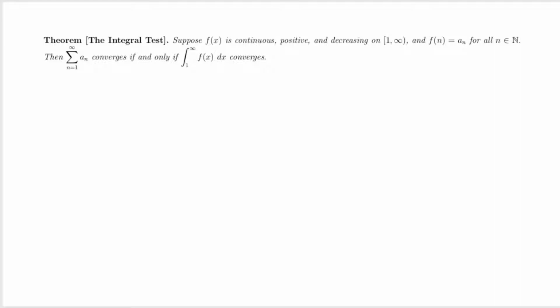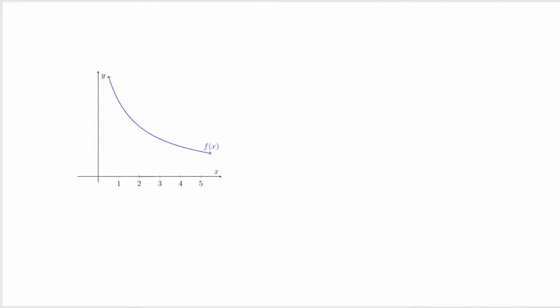Then the integral test tells us that if that function is continuous, positive, and decreasing on the interval from 1 to infinity, then the series converges if and only if the improper integral from 1 to infinity of that function converges, meaning if the improper integral converges, so does the series. If that improper integral diverges, so does the series. And let's look at why this is true.